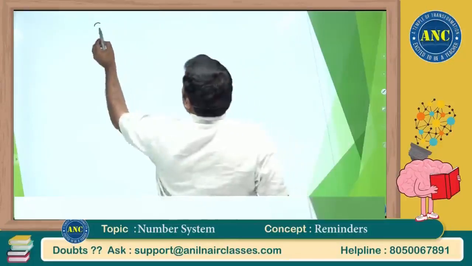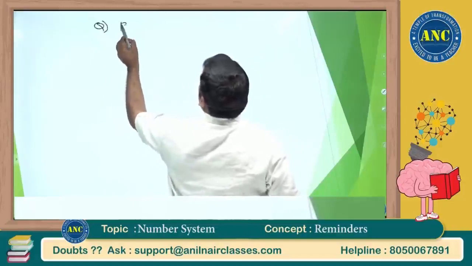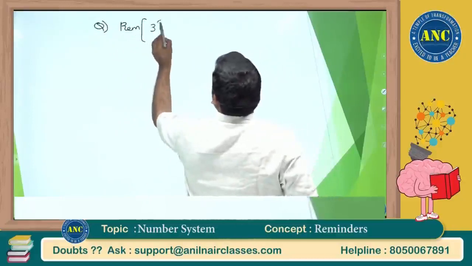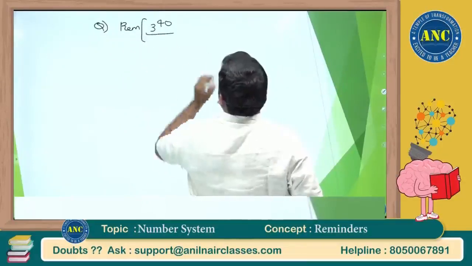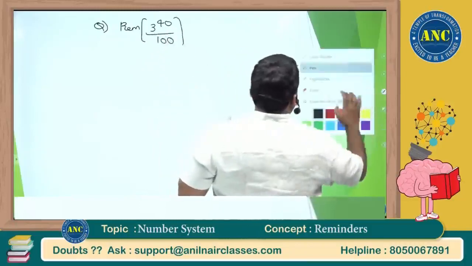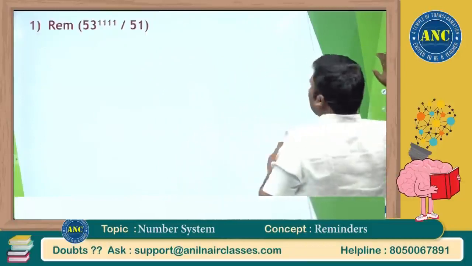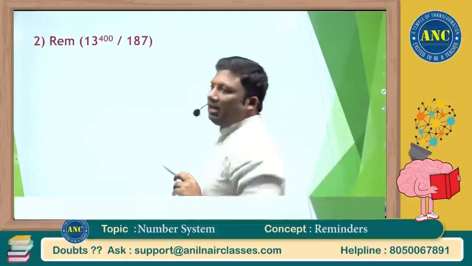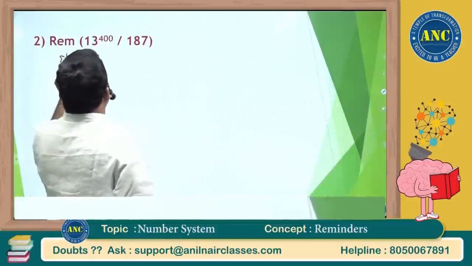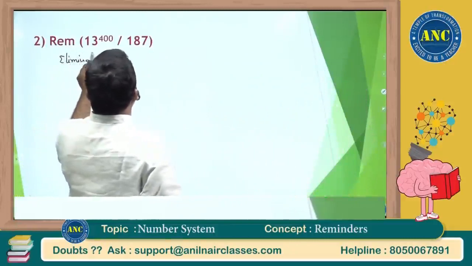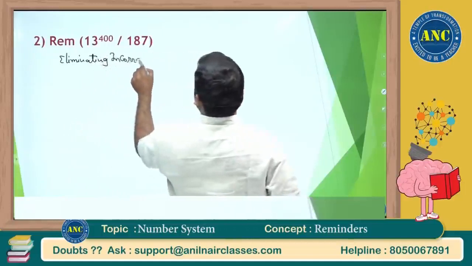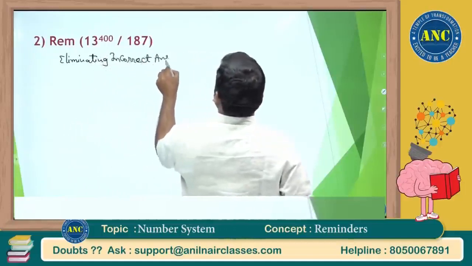Second one. For example, if the question is remainder, we will take the exact question: suppose 13 power 400 divided by 187, eliminating the answer options. First I will write here, then I will do it, so that both concepts will be clear. Eliminating incorrect answer options.